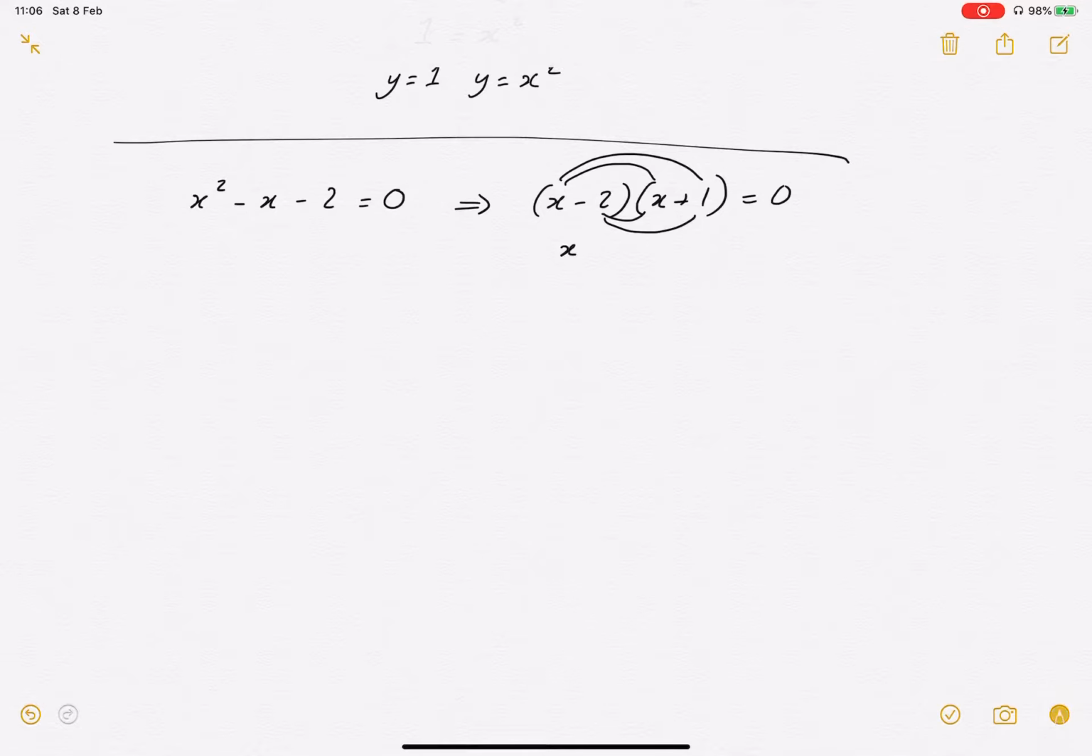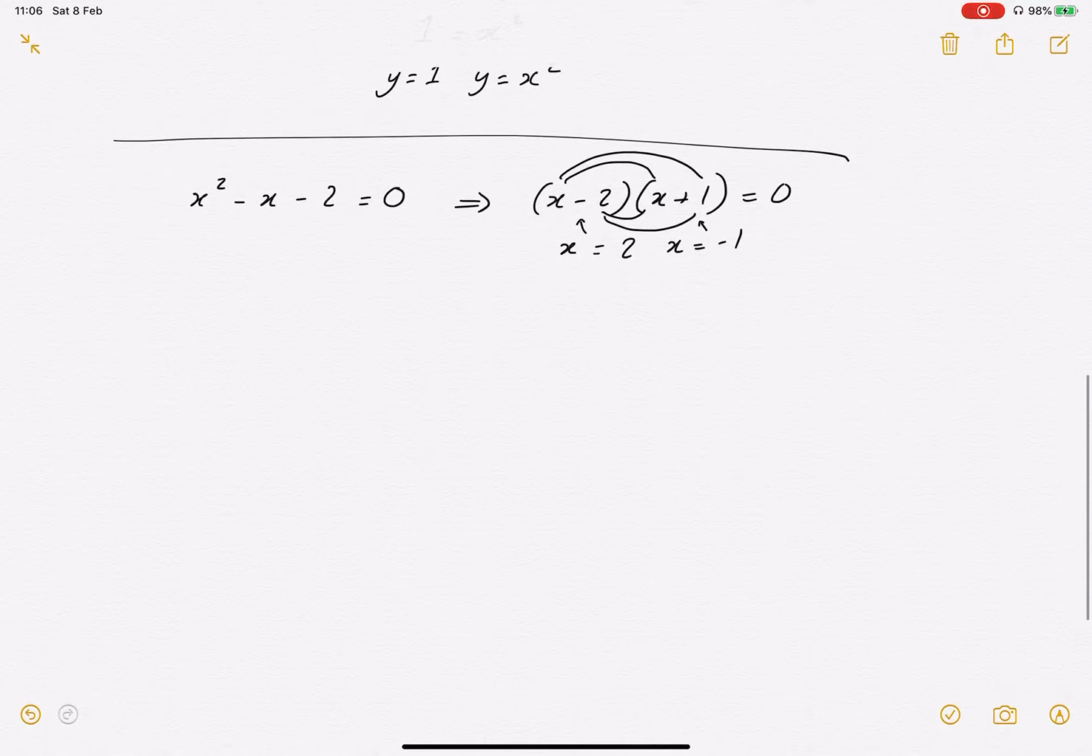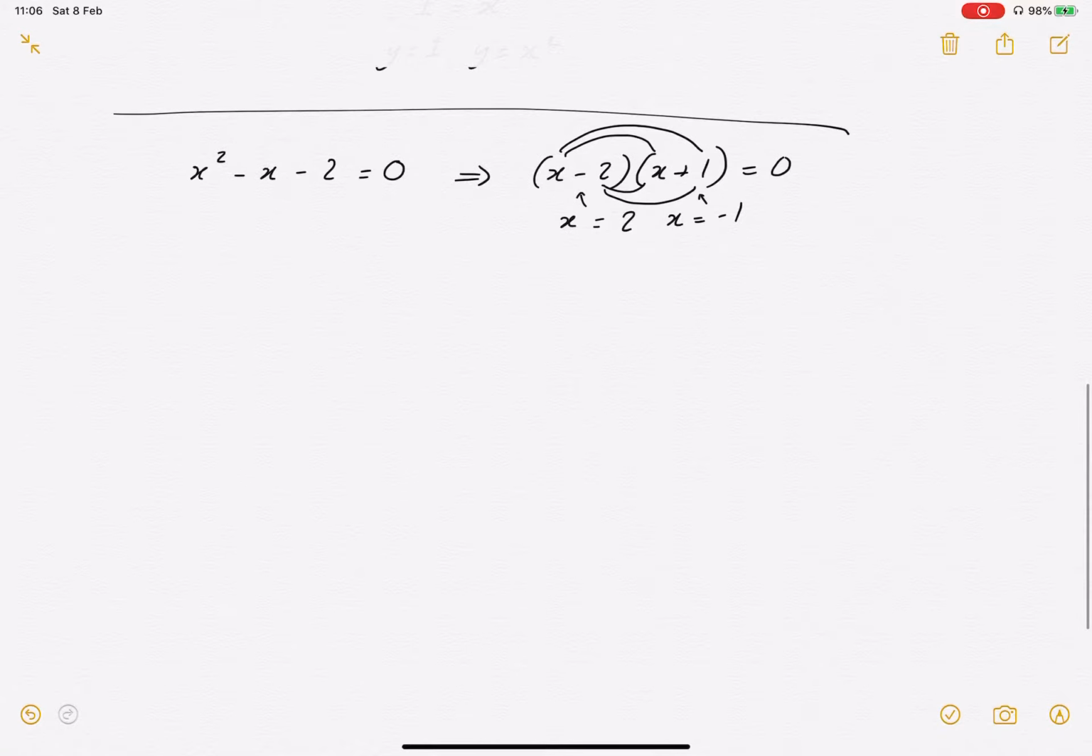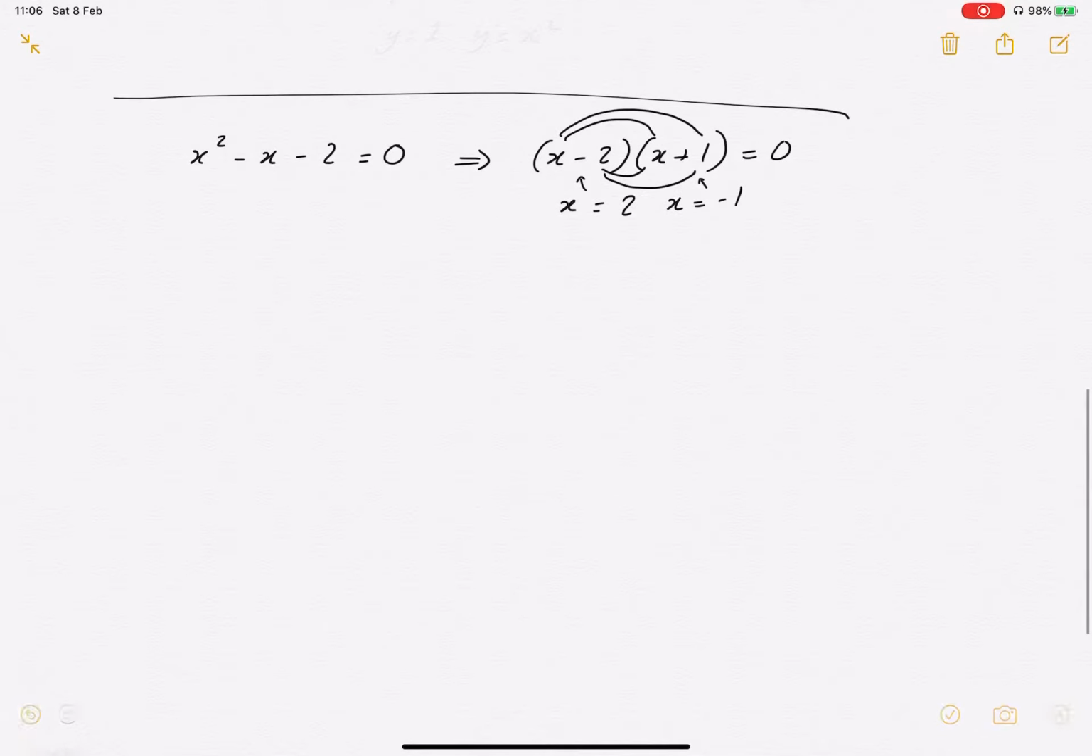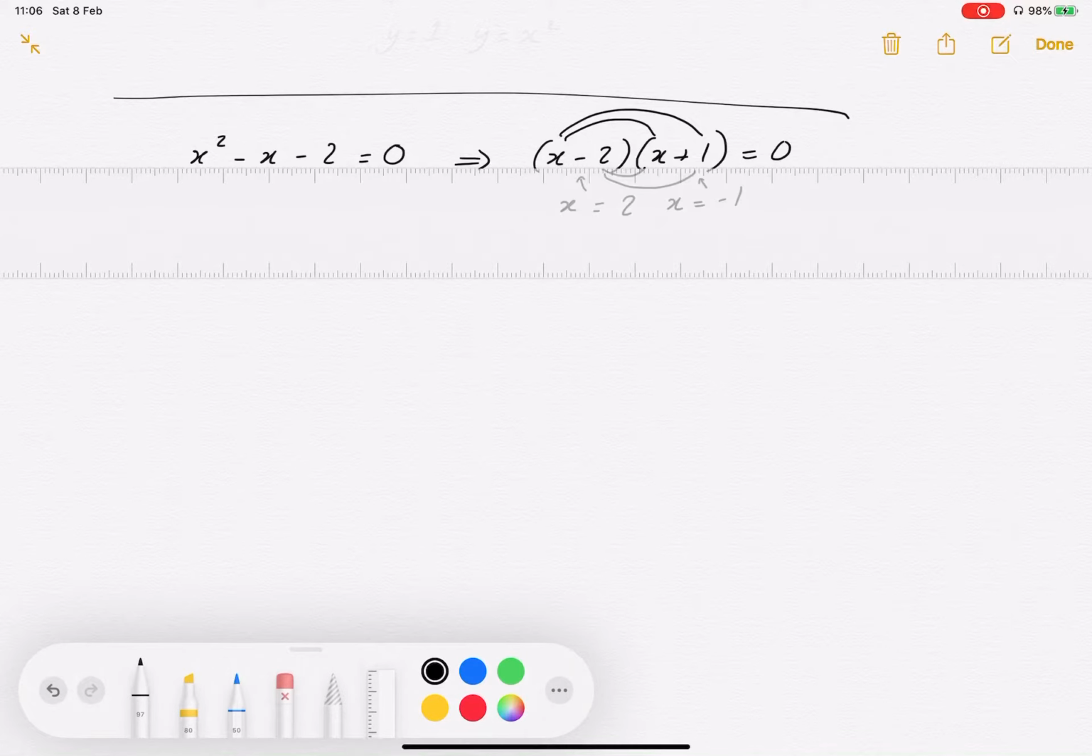That means that x equals 2 and x equals negative 1, because if x equals 2, that bit there equals 0, and 0 times anything is 0. And if x equals negative 1, that bit there is 0, so that 0 times anything else is also equal to 0. So I've already got my solutions here, but let's solve it using the graph of y equals x squared. Okay, so how do we do this then?